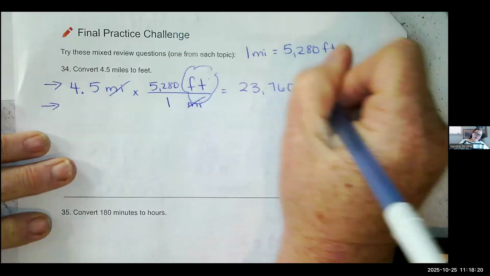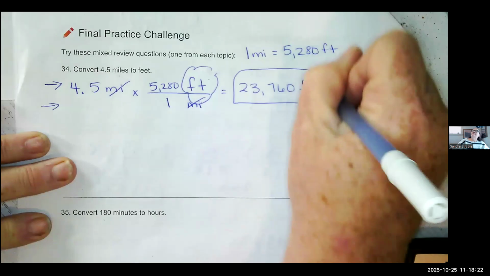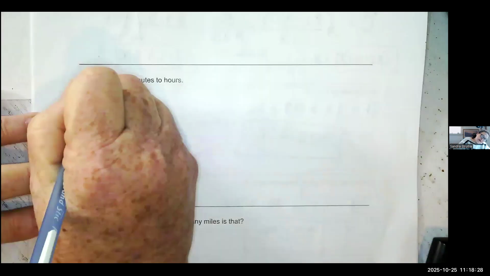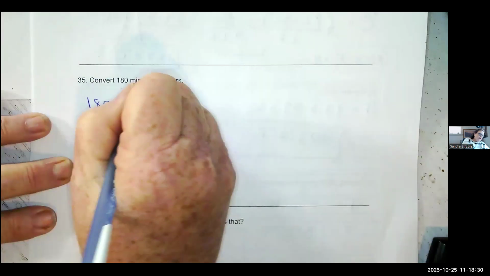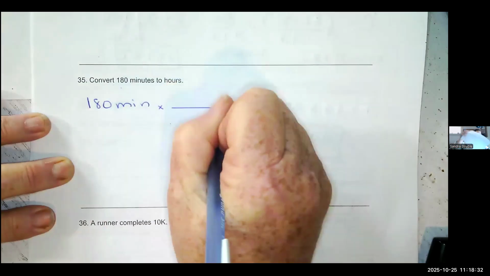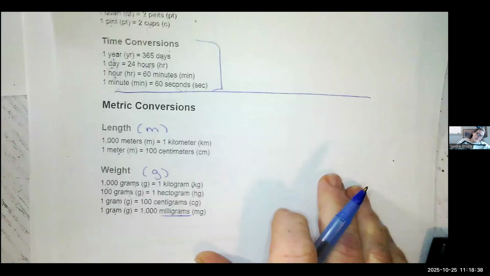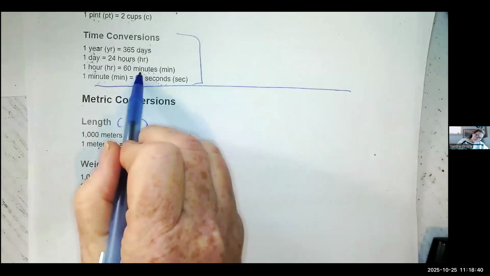All right, next one. Convert 180 minutes to hours. So now I'm going to start with what I'm given, 180 minutes. I'm going to go ahead and get rid of my minutes. Do I have a way to get directly from minutes to hours? Well, that's my time. Minutes to hours. So 60 minutes is 1 hour.